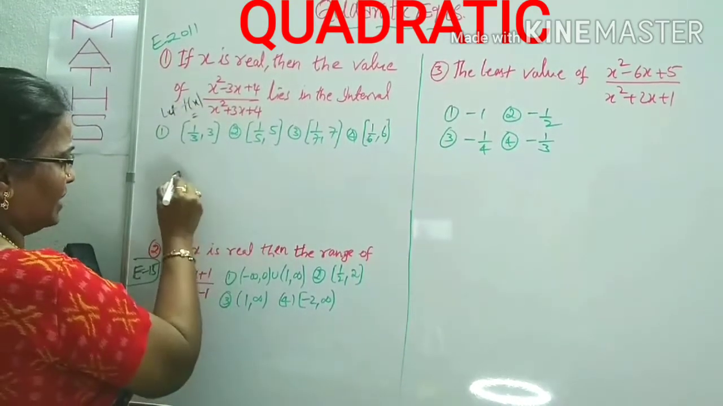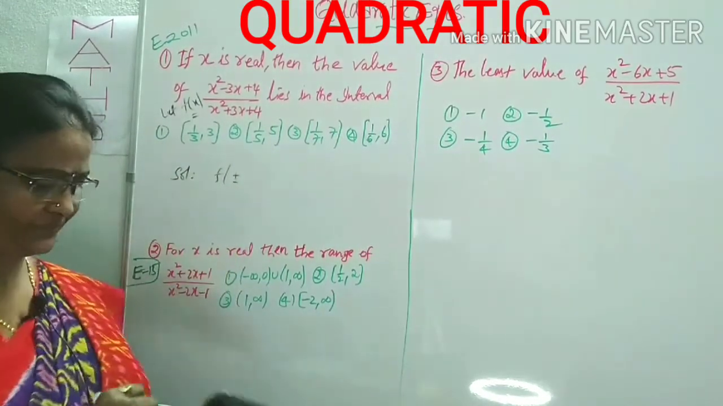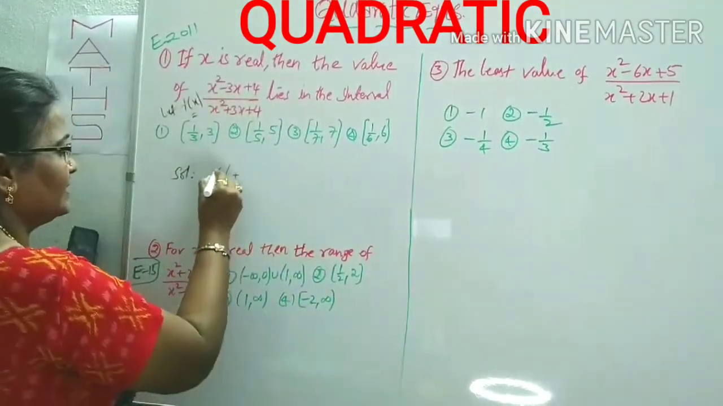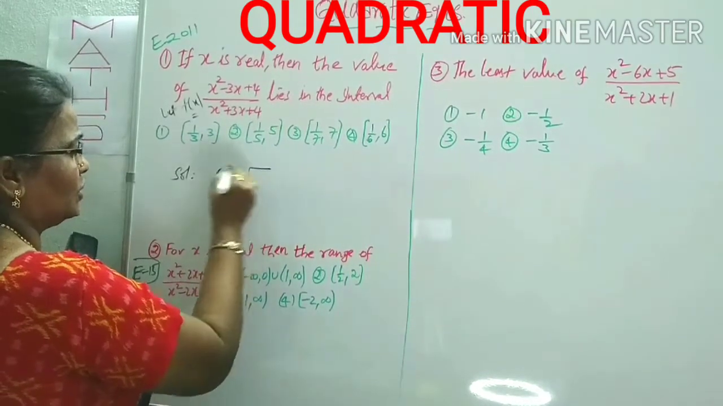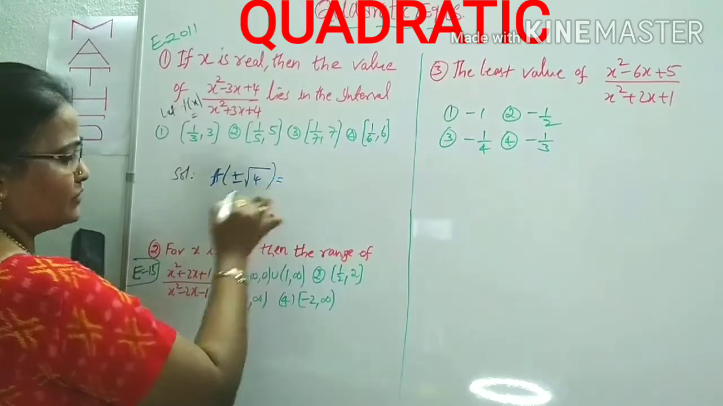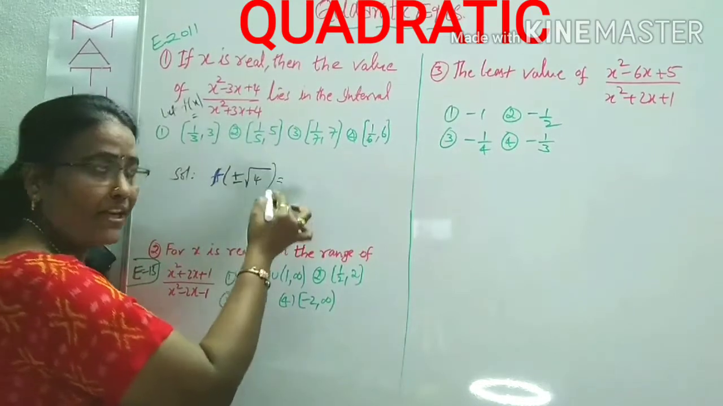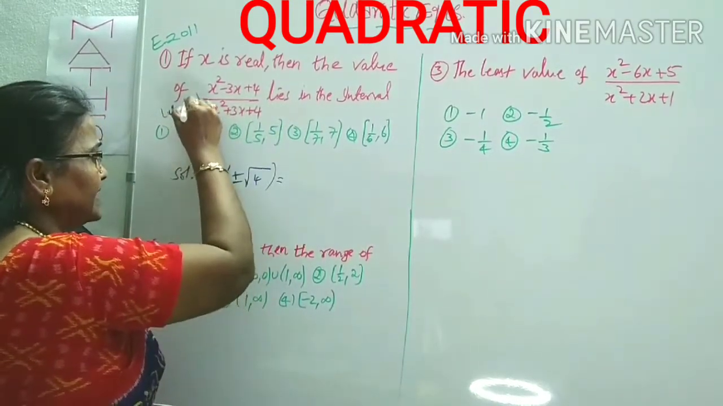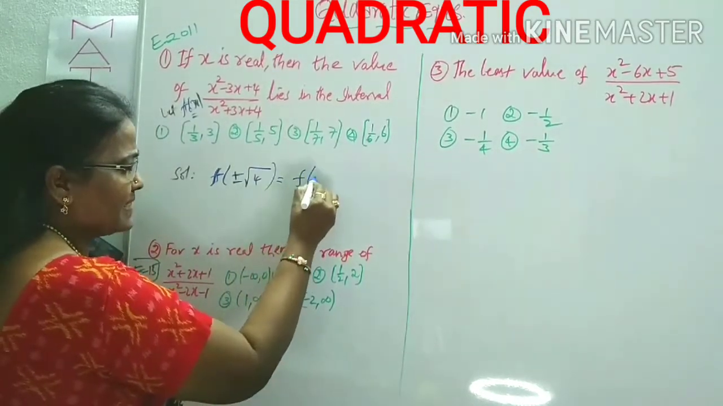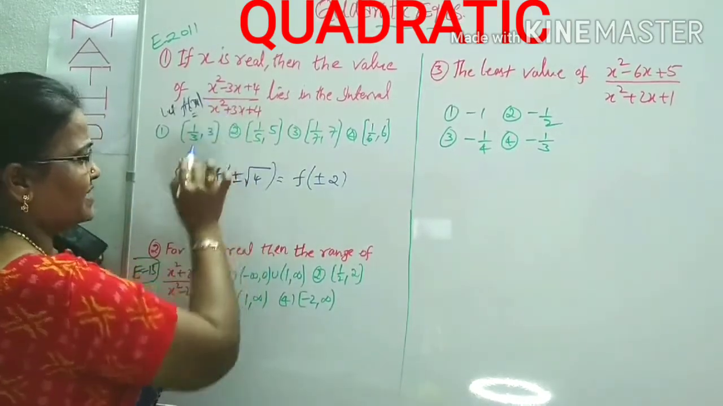We have to find the values for this solution. We have to take f of plus or minus under root 4. What is the meaning of this plus or minus under root 4? By using the plus or minus of this constant, you can get some value. That one you can substitute again in the function f(x), and we can get the minimum and maximum values. Simply, f of plus or minus root 4, which is 2. We can substitute plus 2 first of all.